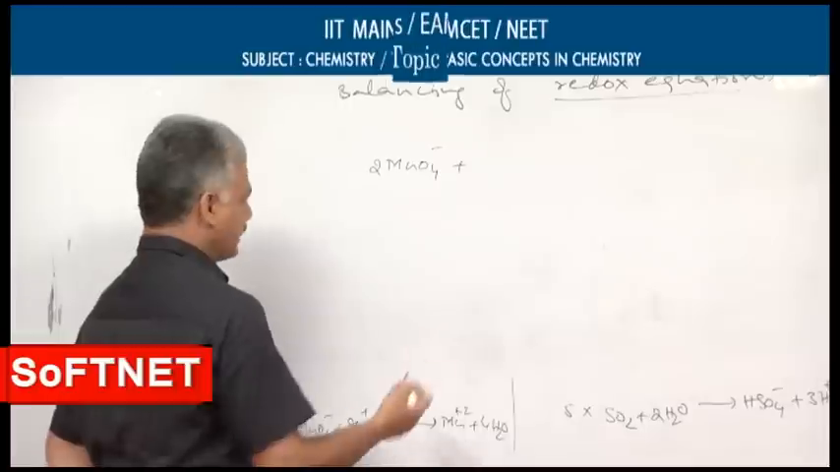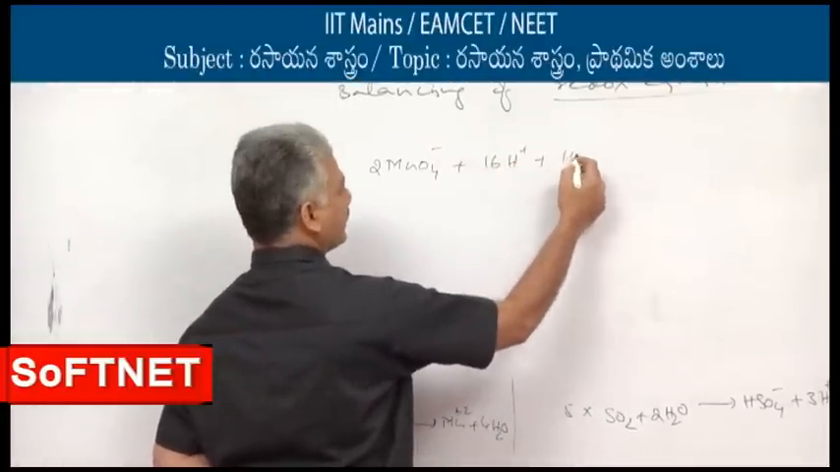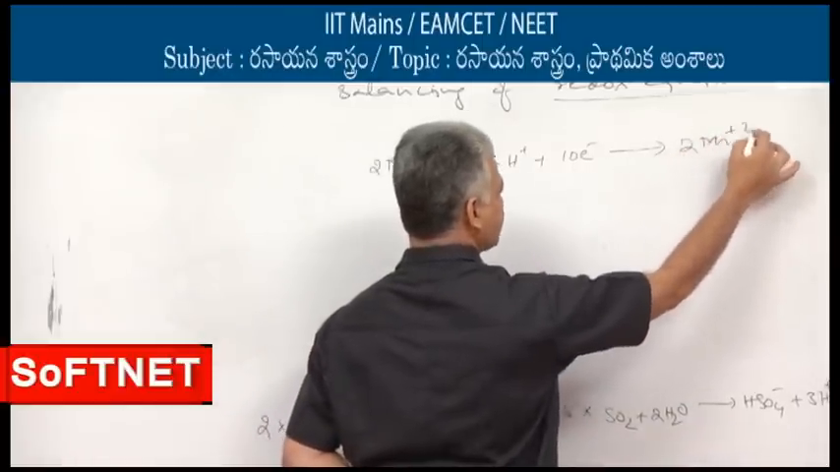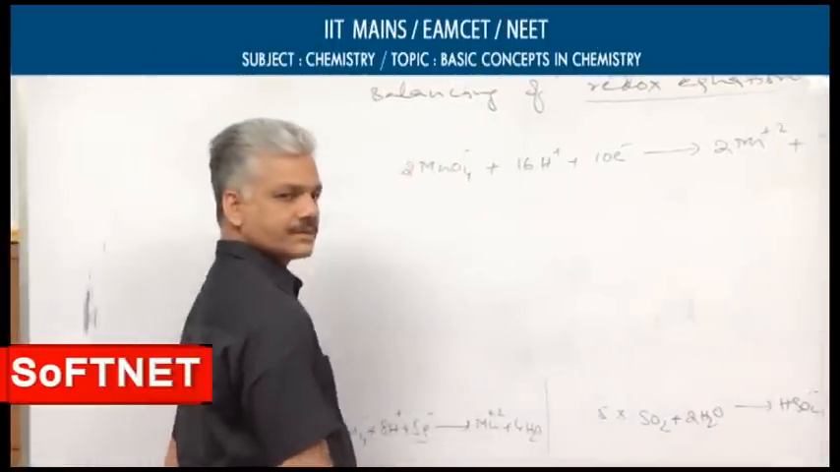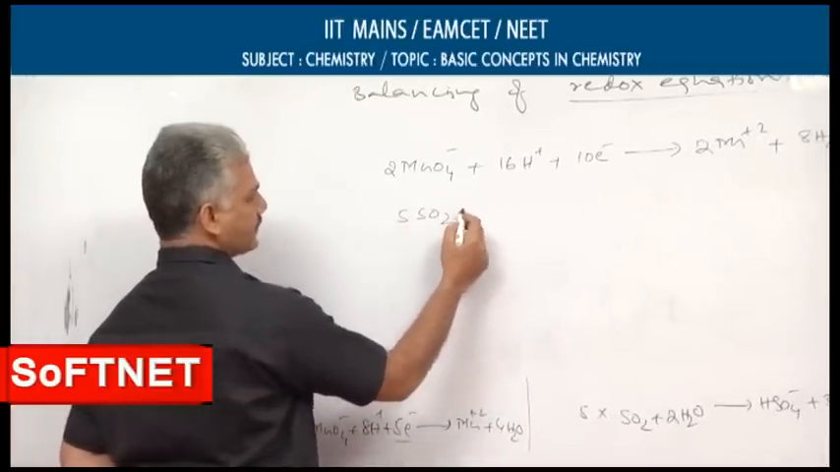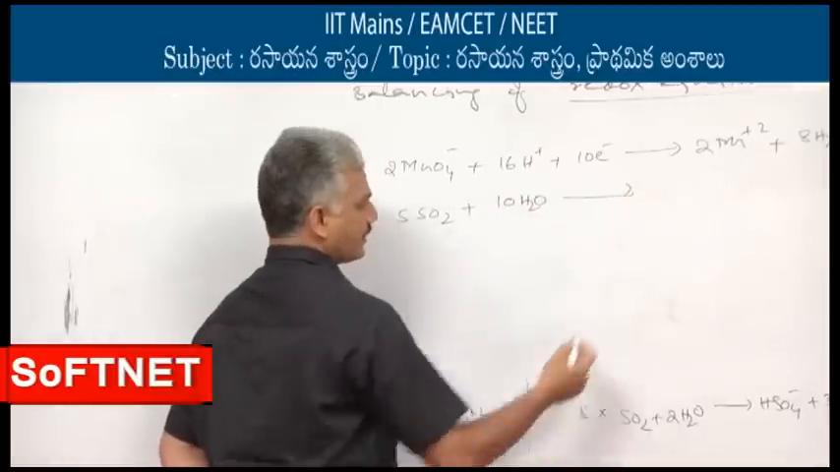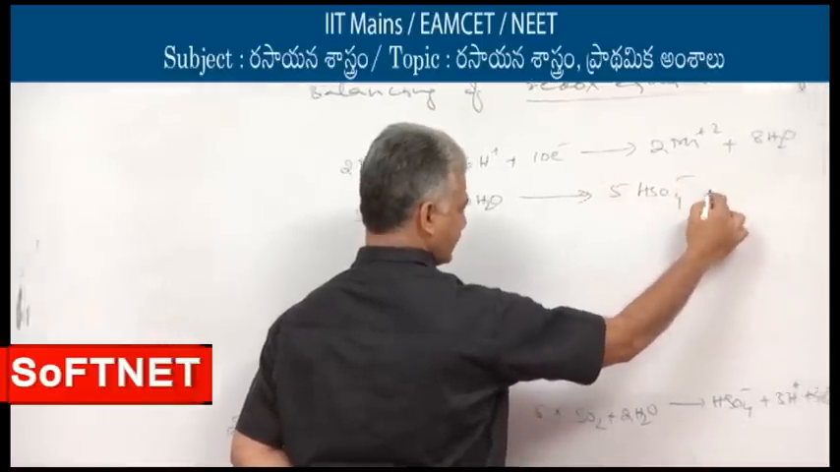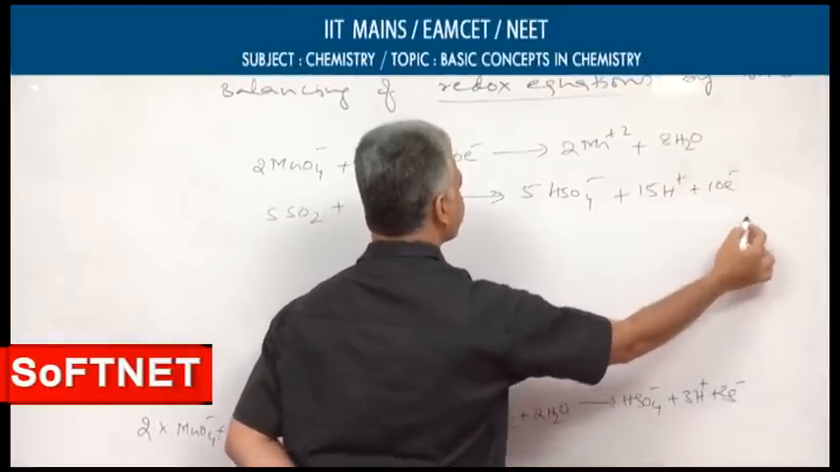2MnO4 minus plus 16H plus plus 10 electrons gives 2Mn2 plus ions plus 8 water molecules. Multiplying the second equation with 5, we get 5SO2 plus 10H2O gives 5HSO4 minus plus 15H plus plus 10 electrons.